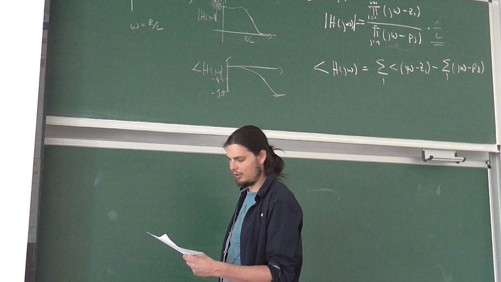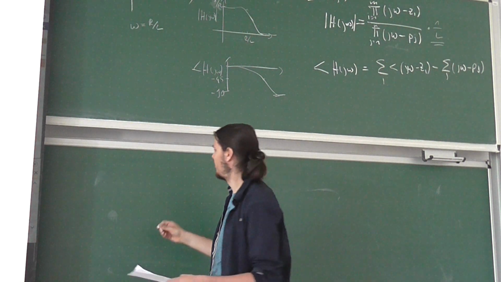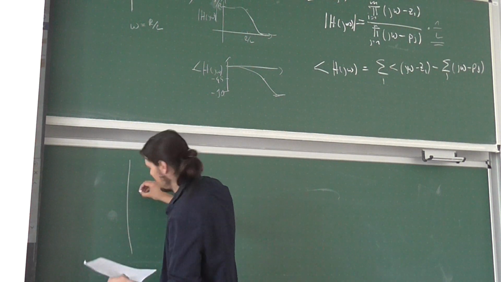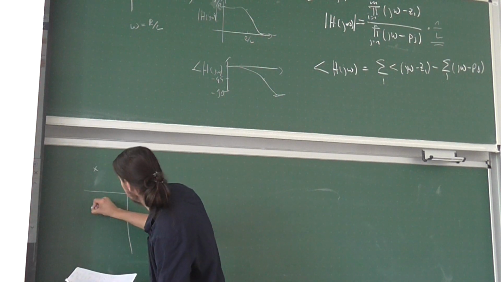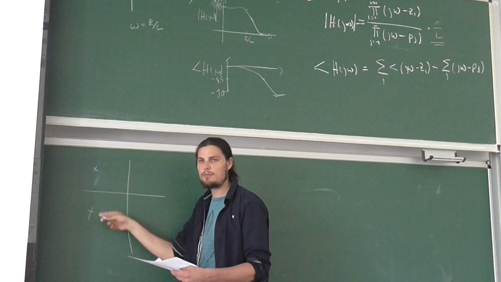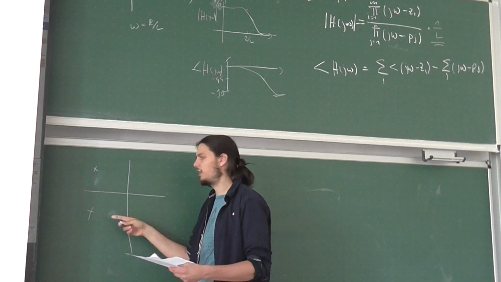Okay? And if we now look at a second order system, where you have complex conjugate poles, the whole thing looks a little bit different. Complex conjugate is always the same real portion, but plus minus the imaginary, right?